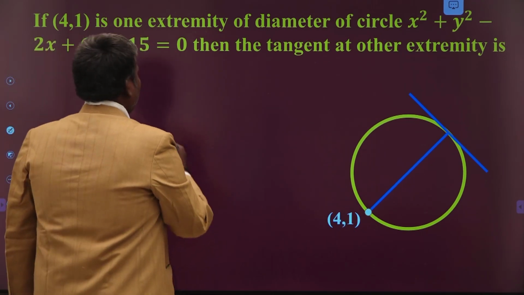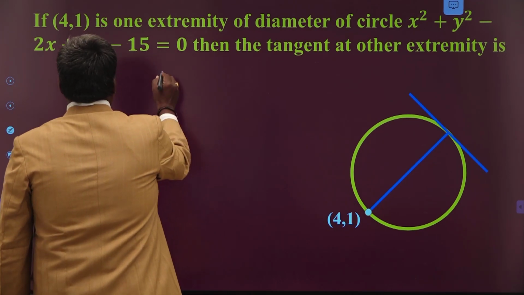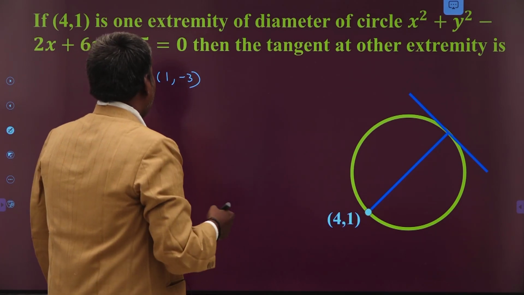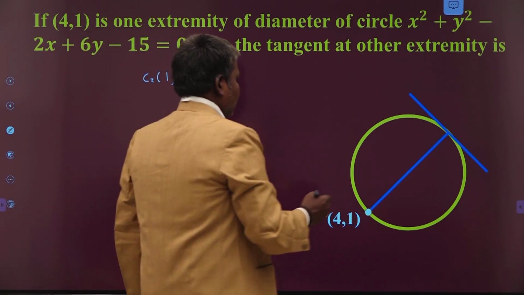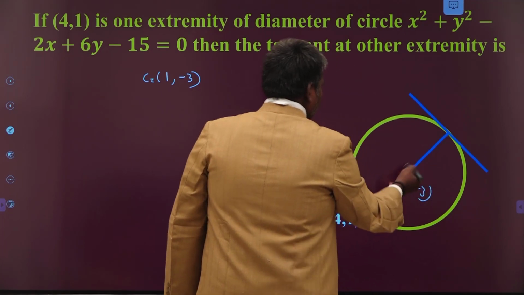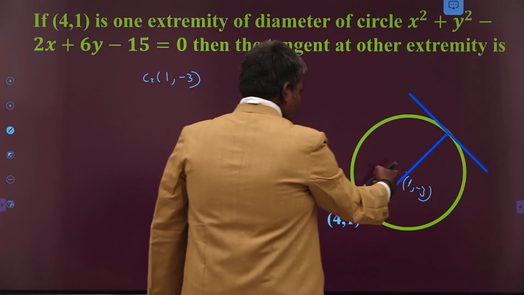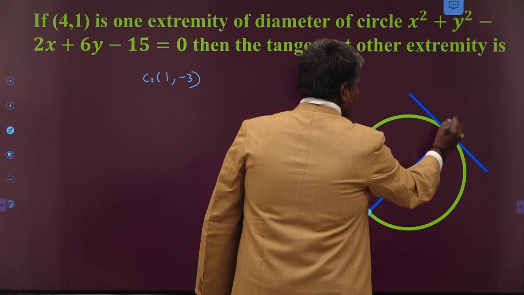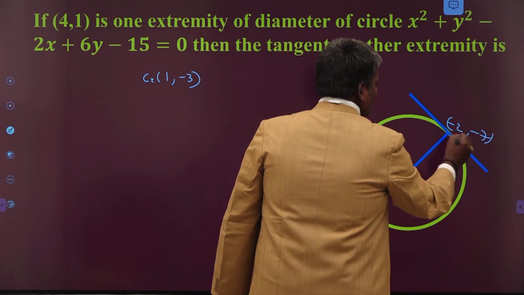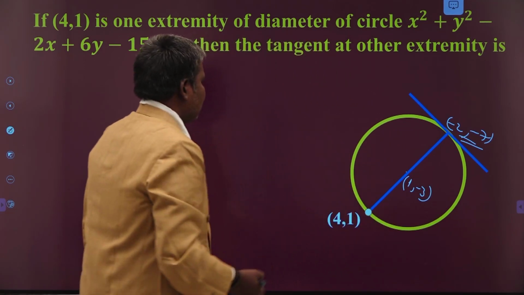So your center is what now? (1, -3). This is your center of the circle. We have to write the tangent at the other extremity. What is the center here? That is (1, -3). 2 ones are 2 minus 4, that is minus 2, and minus 6 minus 1, that is minus 7. We have to write the tangent at that point, not at center, sorry.